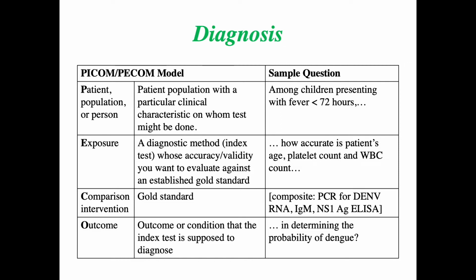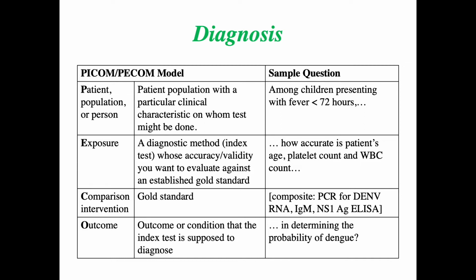Among children presenting with fever less than 72 hours, how accurate is the patient's age, platelet count, and WBC count compared to the composite tests of PCR for dengue virus RNA, IgM antibodies, or the NS1 antigen ELISA test in determining the probability of dengue?